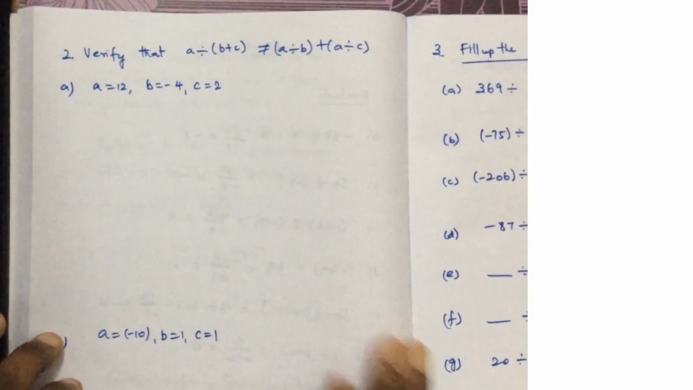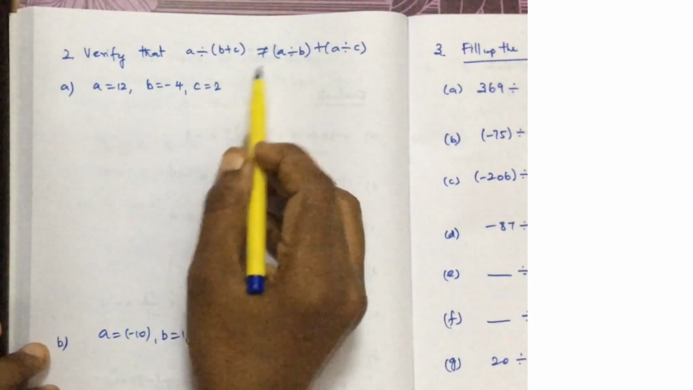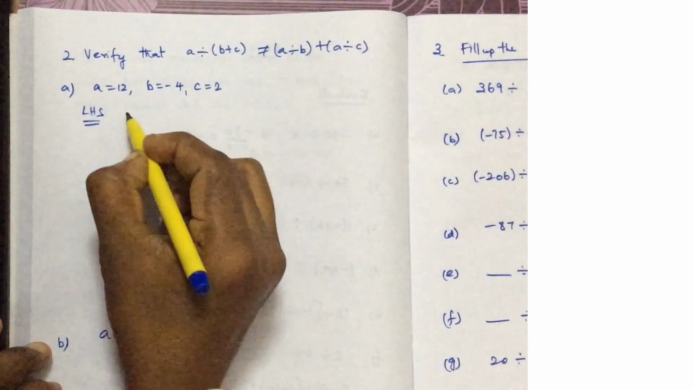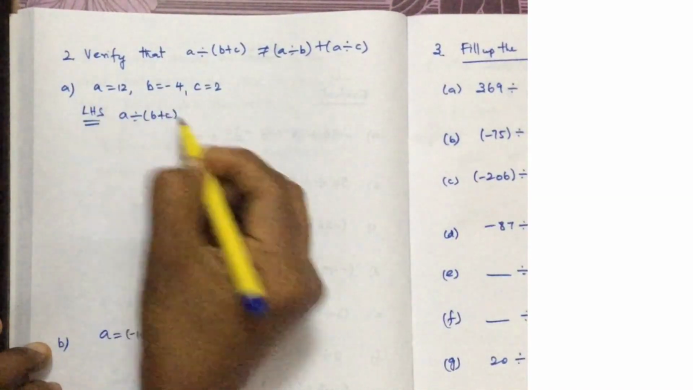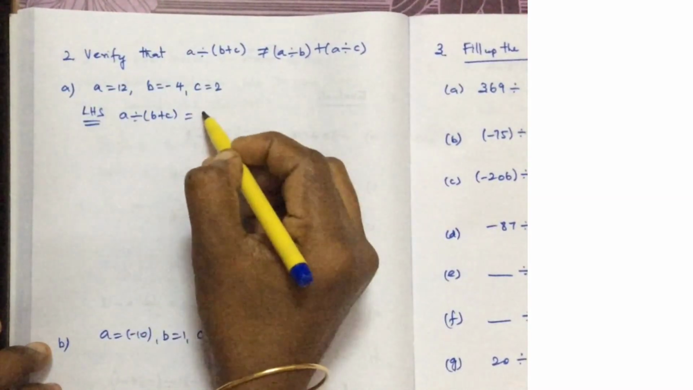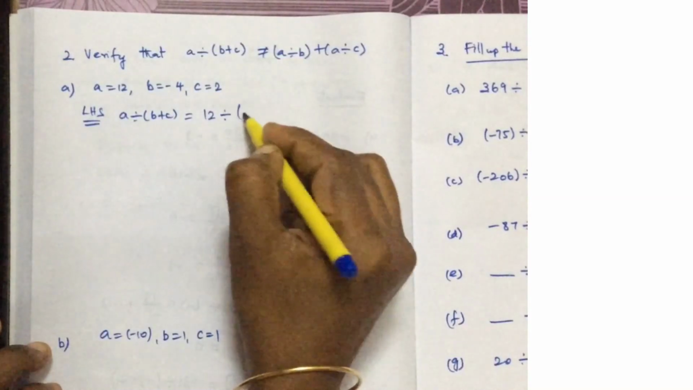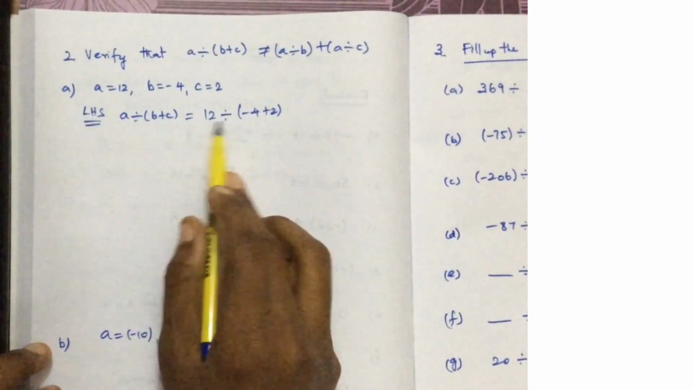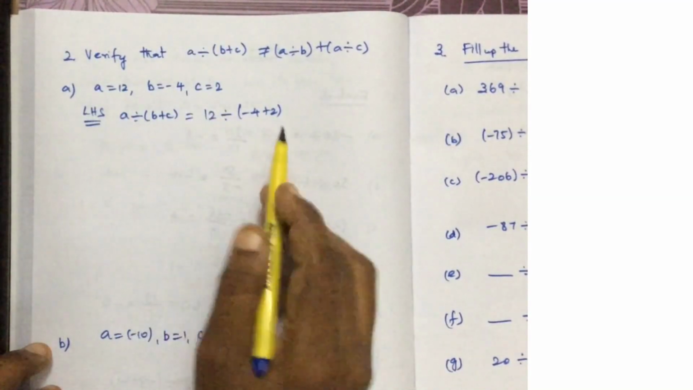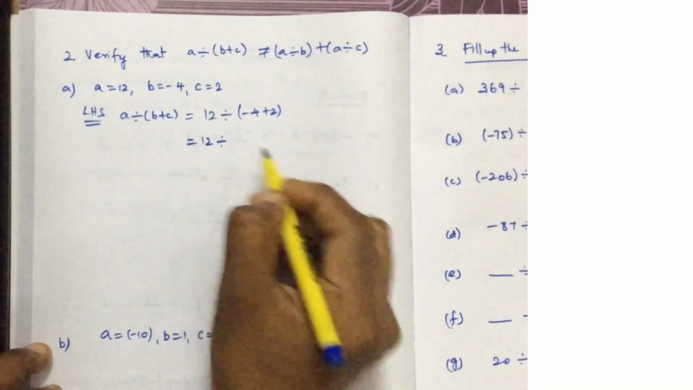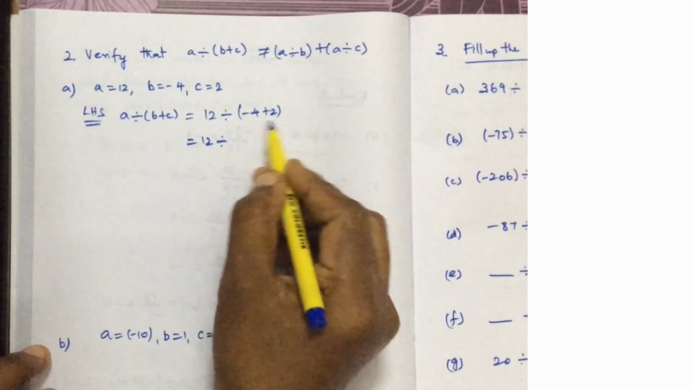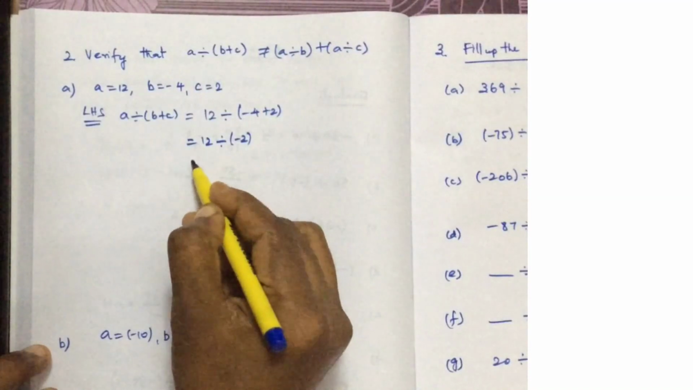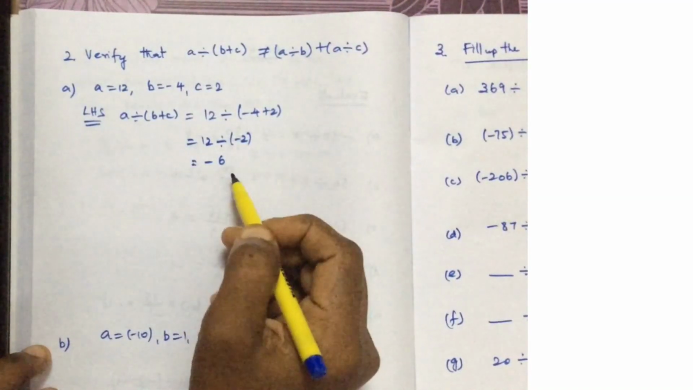Here we have to verify whether they are not equal, as mentioned. First I am taking the left hand side. What is that? A divided by B plus C. A is 12, B is minus 4 and C is plus 2. That is equal to 12 divided by, what is minus 4 plus 2? The symbols are different, so subtract and put the sign of the greater number, that is minus 2. So it is minus 6, since 12 divided by 2 is 6.